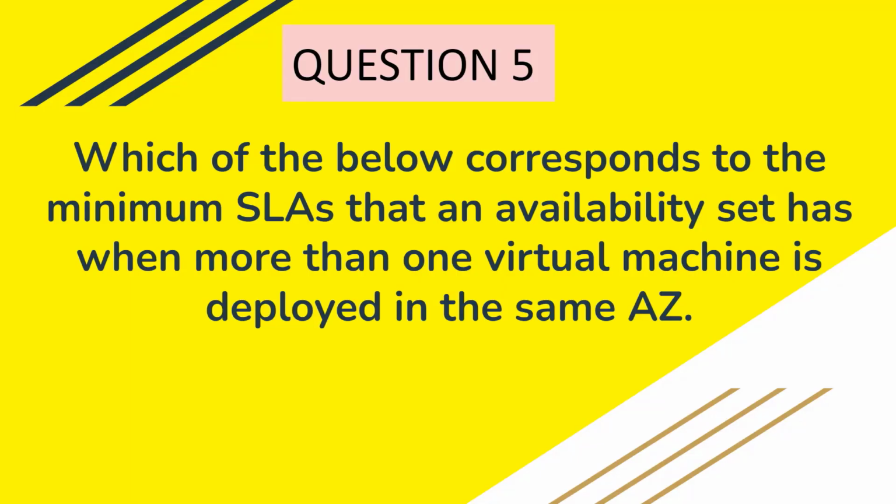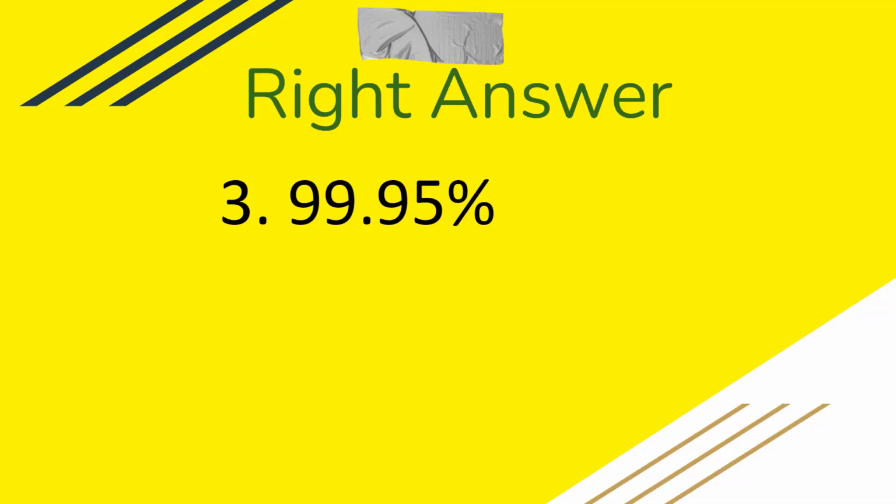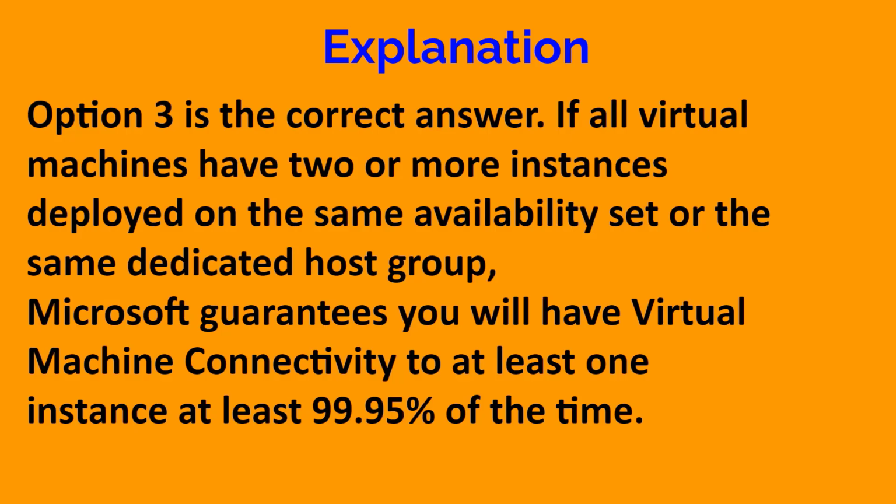Question 5. Which of the below corresponds to the minimum SLA that an availability set has when more than one virtual machine is deployed in the same AZ? Option 1. 99.999%. 2. 99.90%. 3. 99.95%. 4. 99.99%. Right answer is 3. 99.95%. Explanation. Option 3 is the correct answer.